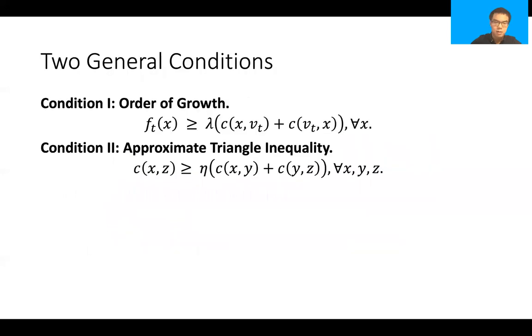So in our paper, we give 2 general conditions under which the learner can use predictions to improve the competitive ratio, making it converge to 1 as more predictions are available. The first condition is order of growth. The second one is approximate triangle inequality. It is important to notice that these 2 conditions do not require convexity of the hitting cost and the movement cost.